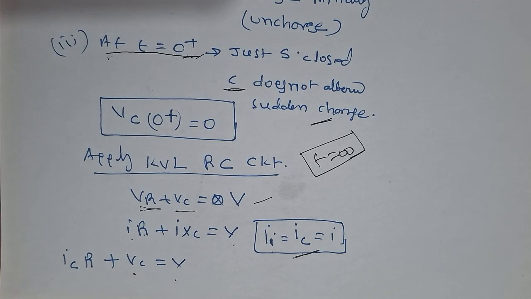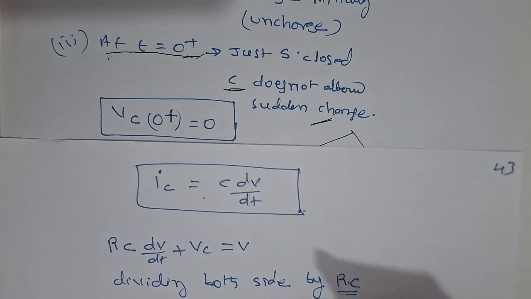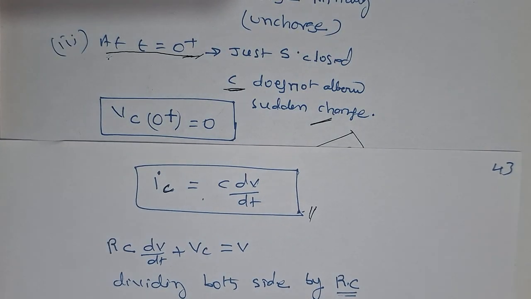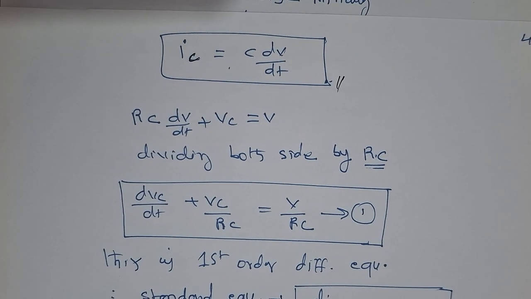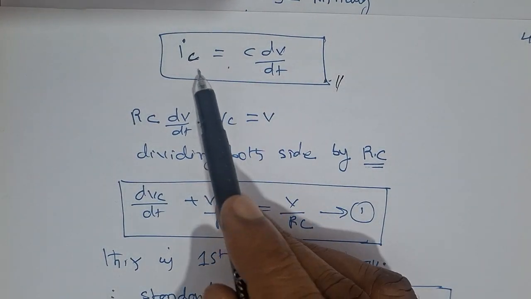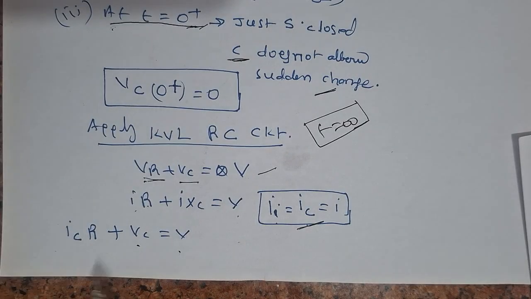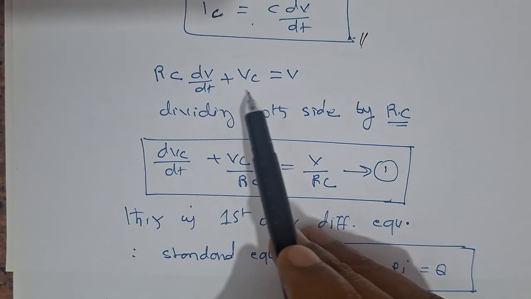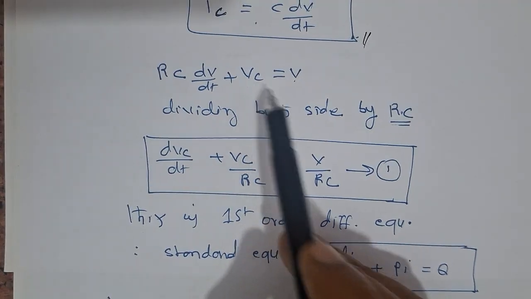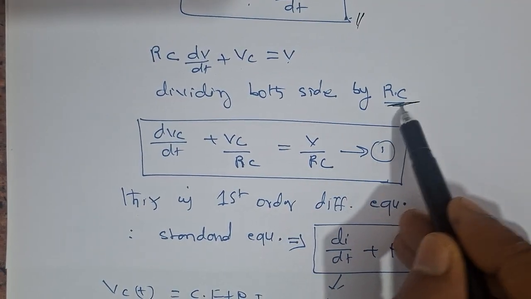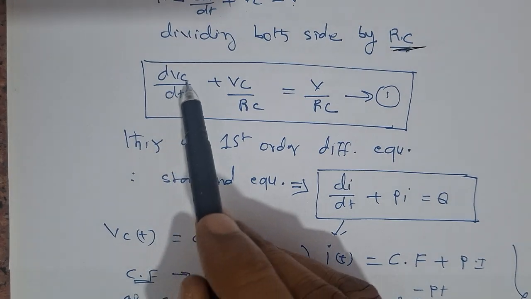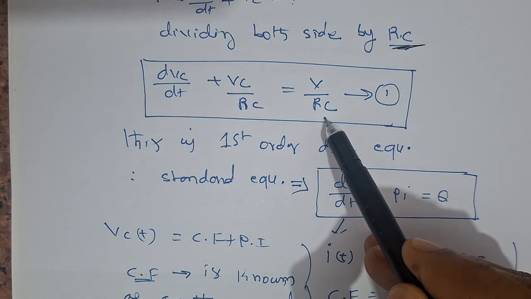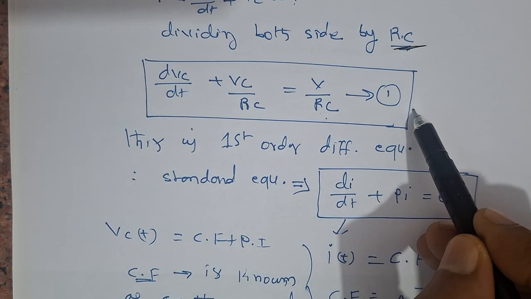That is the equation, and for this we need to calculate the capacitor current IC, which is equal to C dVC by dt. This is the fundamental equation for the current across the capacitor. Substituting this IC value in the equation, we get RC dVC by dt plus VC is equal to V. Dividing both sides by RC, we get dVC by dt plus VC by RC is equal to V by RC. Let us call this equation number 1.